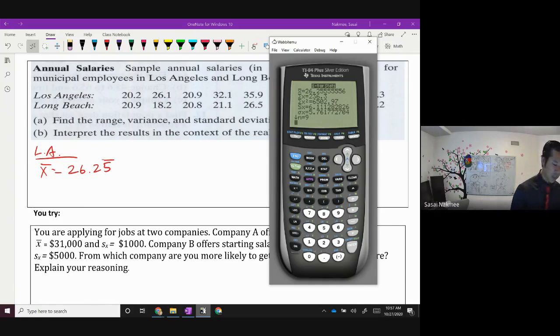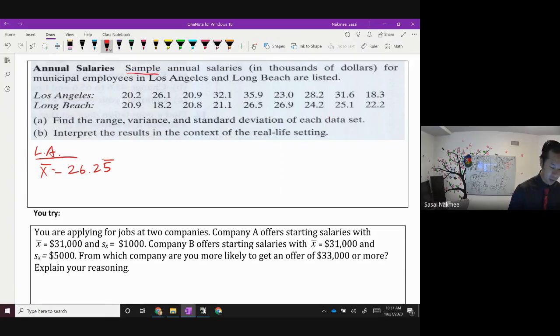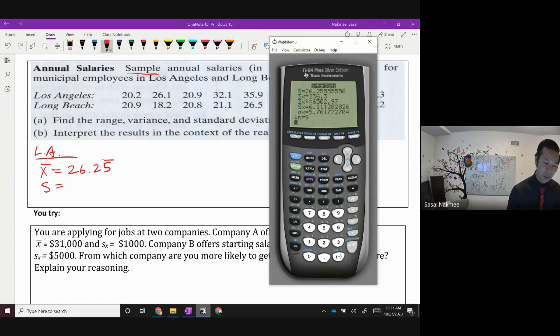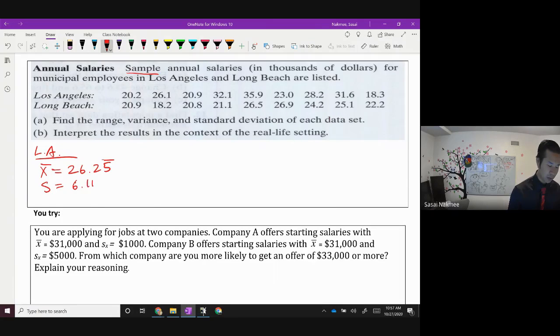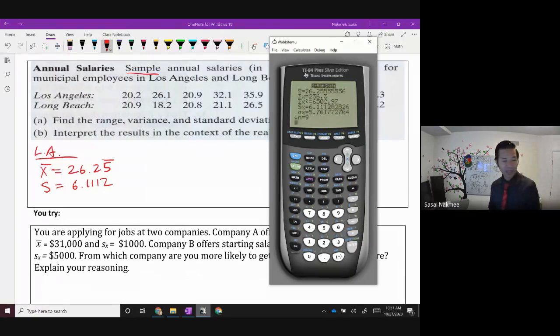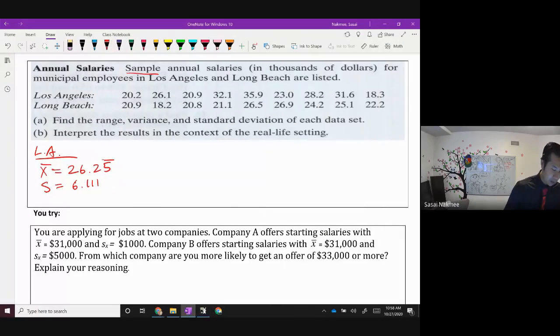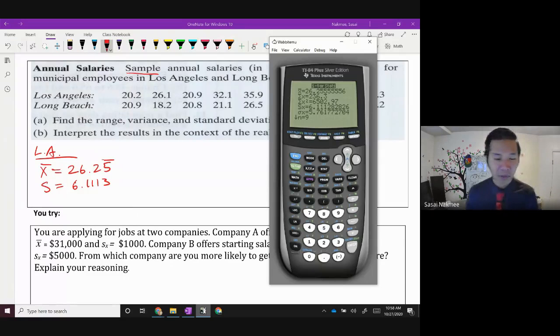And the key word in this problem is the word sample. And hopefully you remember, for the sample standard deviation, we take the one that looks like an S. That's all it is. We take the one that looks like an S. And the S in this case is 6.1112. If you write it down as 6.11, I'll take that answer. If you write it down as 6.111, I'll take that answer. If you round it correctly, that should not be a 2. That should be a 3, because the number following that 2 is an 8, and that would round up.